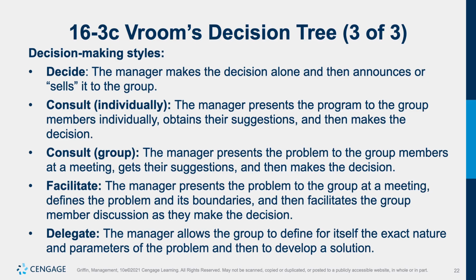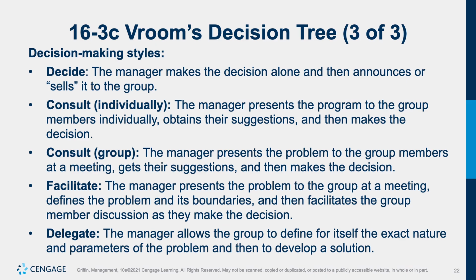Now, also another decision making style would be to consult the employees or subordinates as a group rather than individually. Here, the manager presents the problem to the group members at a meeting, gets their suggestions, and then makes the decision. Another style will be to facilitate the decision making, whereby the manager presents the problem to the group at a meeting, defines the problem and its boundaries, and then facilitates the group member discussion as they make the decision.